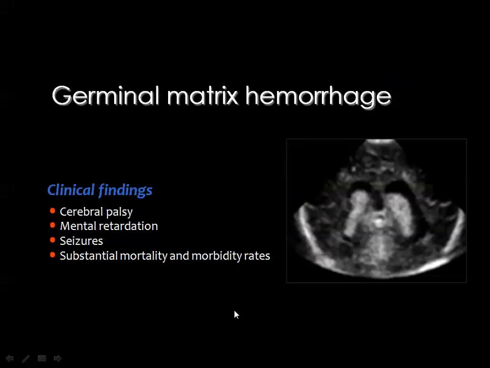Then one of the important tools for screening of premature infants is the transcranial ultrasound, and you can easily appreciate the hemorrhage within the ventricles which are dilated, indicative of grade 3 germinal matrix hemorrhage. The clinical presentation is usually in the form of cerebral palsy, mental retardation, and seizures.